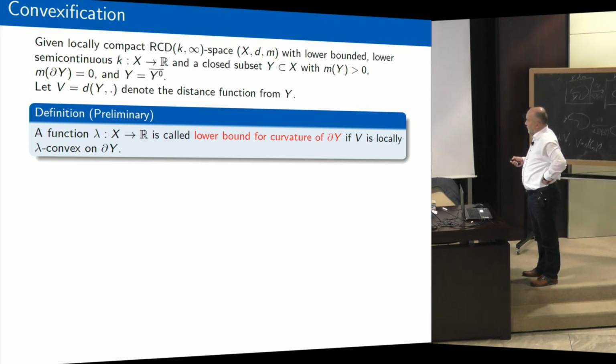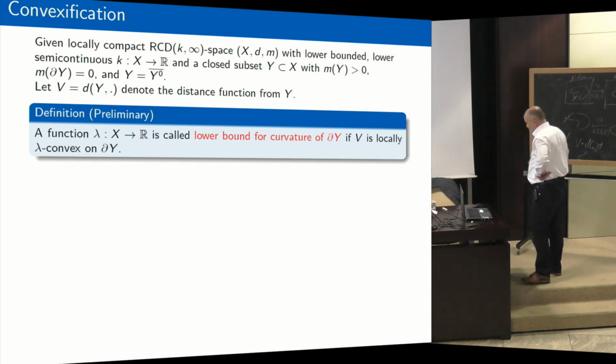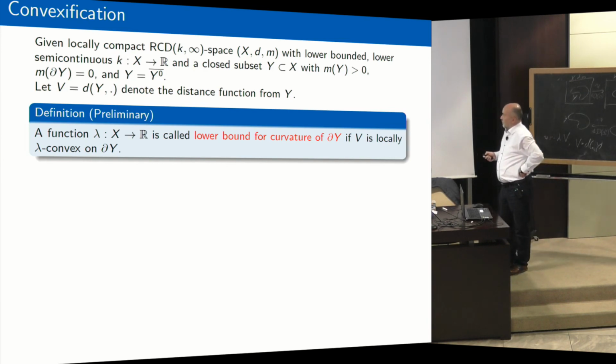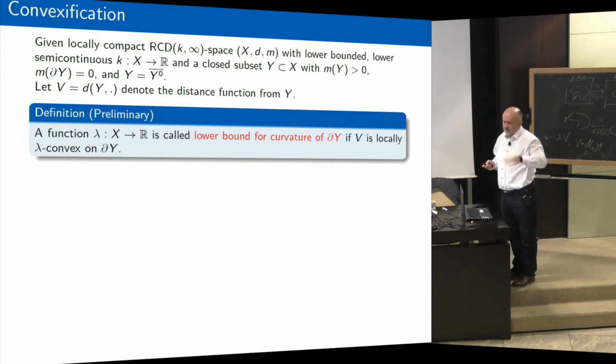So this will be now the setting for the remaining. If we have a locally compact RCD space with a variable lower Ricci bound and a closed subset which satisfies some conditions which avoid trivialities, we look at the distance function from this set, and we say that the curvature of the boundary is given by the convexity bound of this distance function. If you want to make your life easier, you also can take the signed distance function. This looks a little bit more smooth, but you measure this only outside, so it doesn't really matter how you define this function inside of y.